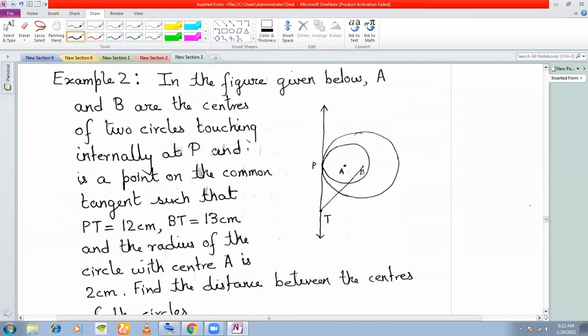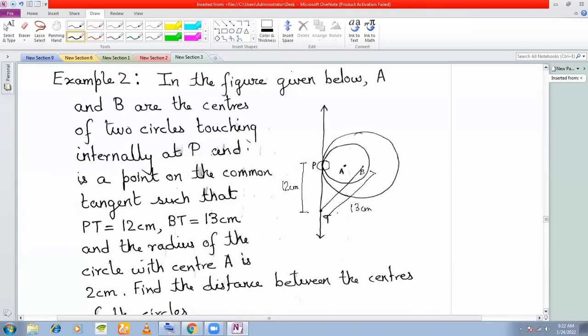This is a case where two circles touch each other internally. Let's see what this question states. In the figure given below, A and B are centers of two circles touching each other internally at P. So here, these two circles touch each other. This is the point of contact of the circles. And through P we draw a common tangent such that this length PT is 12 centimeters. Okay, BT is 13 centimeter. This length is 13 centimeters.